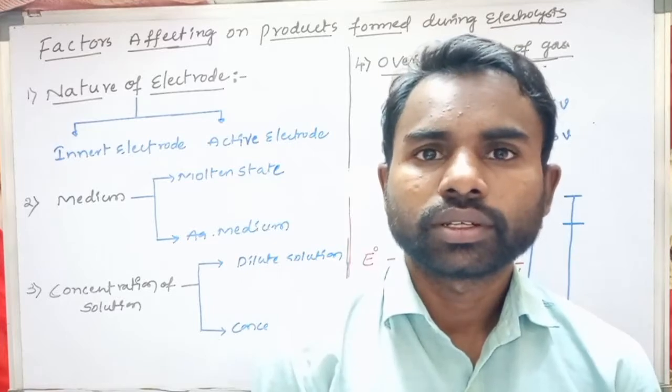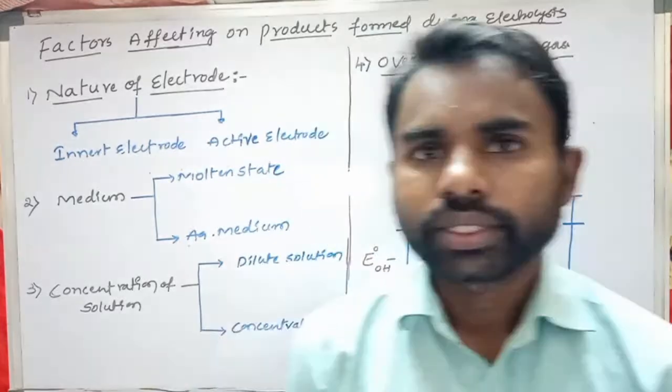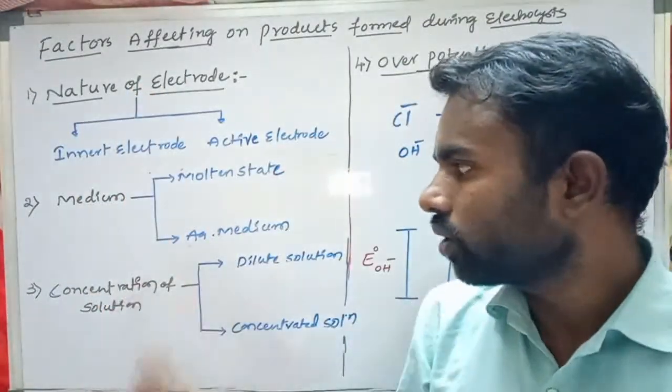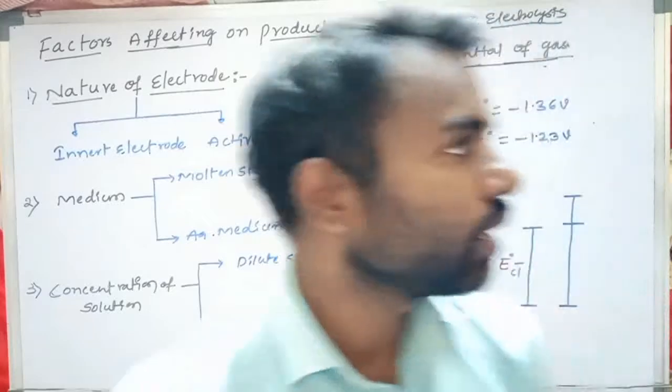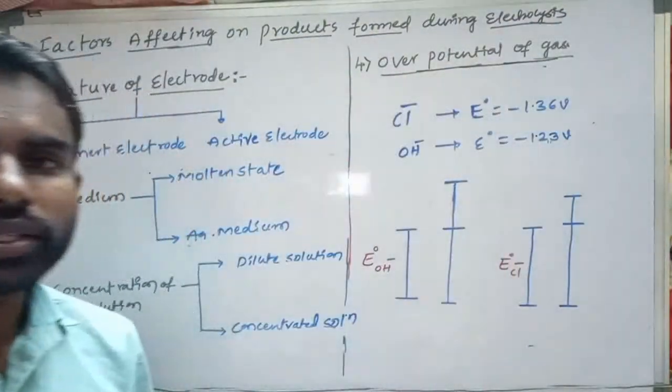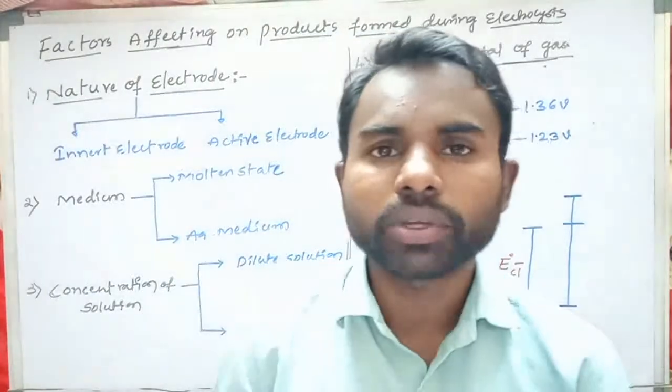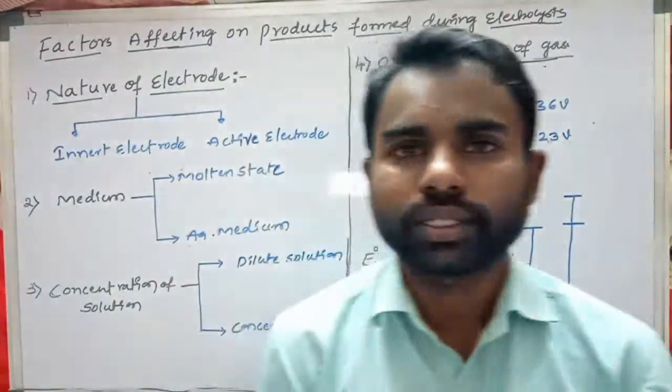Okay, next, what are the factors affecting the formation of product during electrolysis? We need to discuss some factors that will affect it. One is the nature of electrode, second one is the medium, third one is the concentration of solution, and fourth one is the over potential of gas. So these are the factors that affect the formation of product during electrolysis.